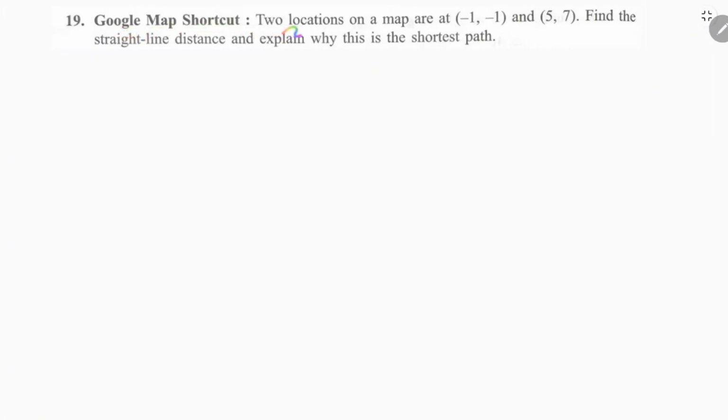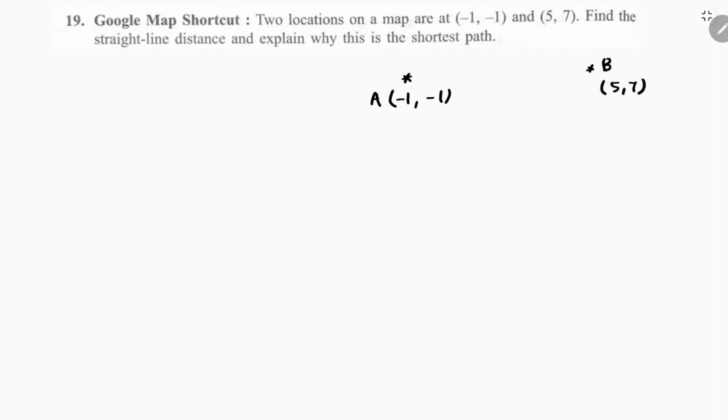Google Map shortcut. Two locations on a map are at -1, -1 and 5, 7. Find the straight line distance and explain why this is the shortest path. See, already they told the shortcut here. The two locations on a map are, one is at -1, -1. The other one is at 5, 7.